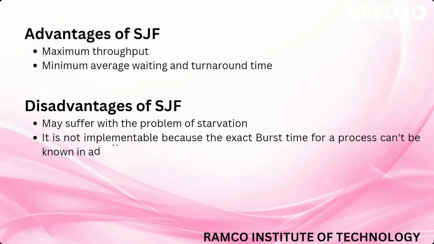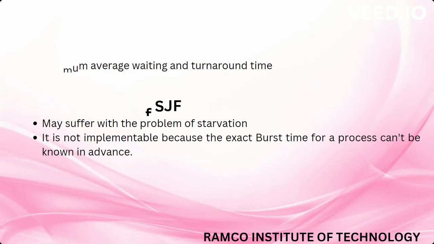Advantages of SJF: maximum throughput and minimum average waiting time and turnaround time. Disadvantages of shortest job first scheduling: it may suffer from the problem of starvation. It is not implementable because the exact burst time for a process cannot be predicted in advance.